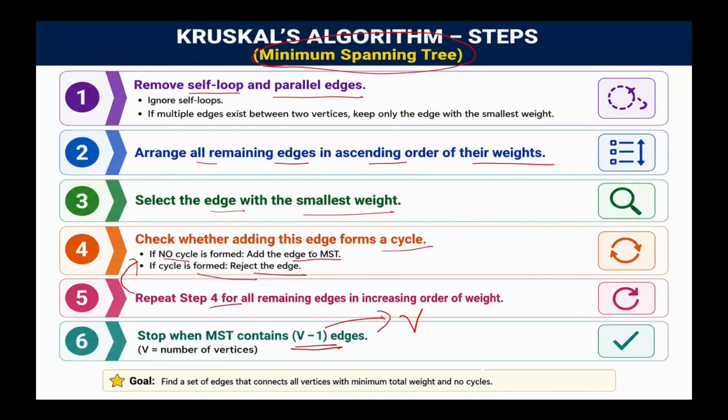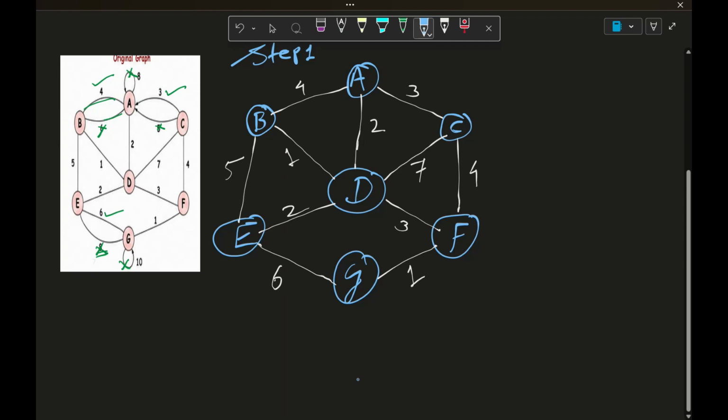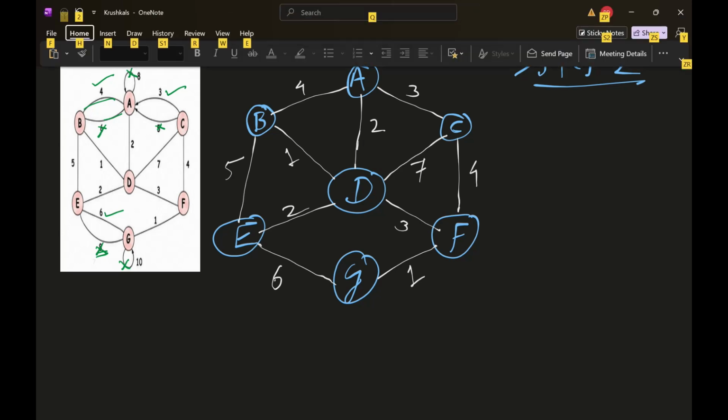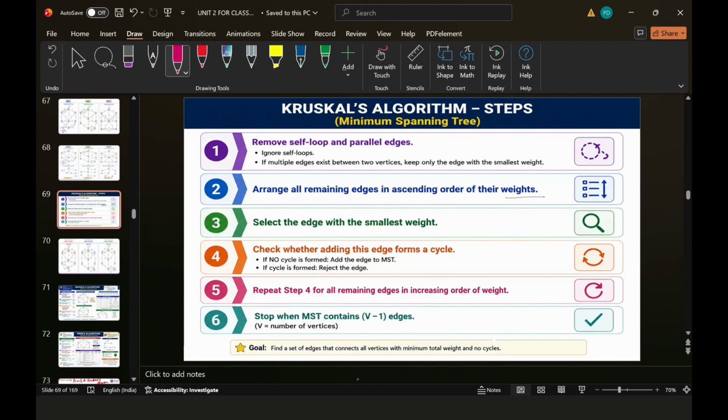So step 2 क्या है, देखो. Step 2 was arrange all the remaining edges in ascending order of their weights. ठीक है, तो आपने ascending order of weights के according सभी edges को arrange करना है. So we will start with the very first edge with the smallest weight. You can see, arrange all the remaining edges according to their weights, but how will you arrange them? With increasing order. Okay, so we will do like this.